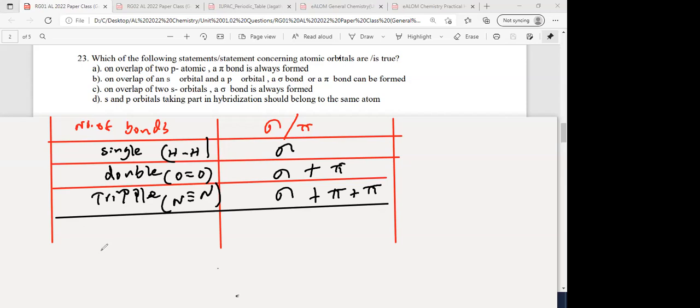And the other most important thing, sigma bonds can be formed. Shall I erase this? Question number 23, I am explaining that this is one important thing. So there are two types of bonds now, sigma bonds and pi bonds. Please raise your hand those who have learned sigma bonds and pi bonds.